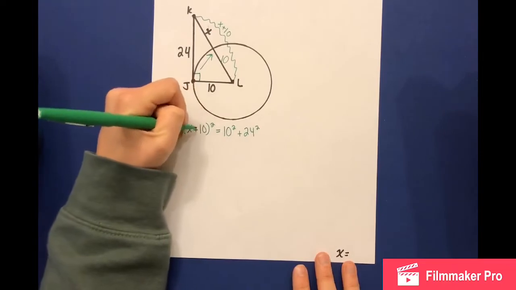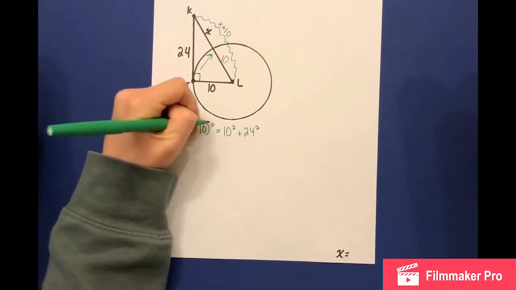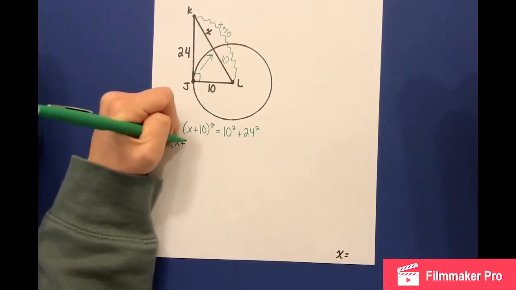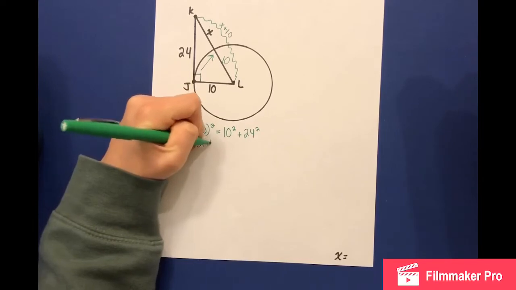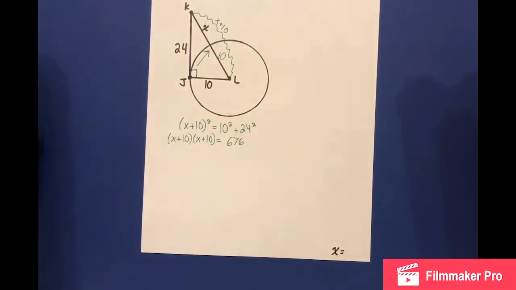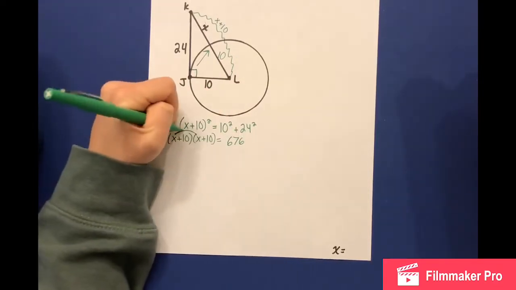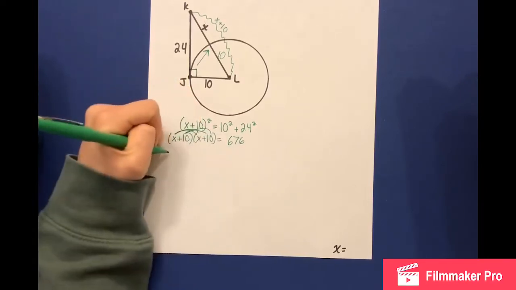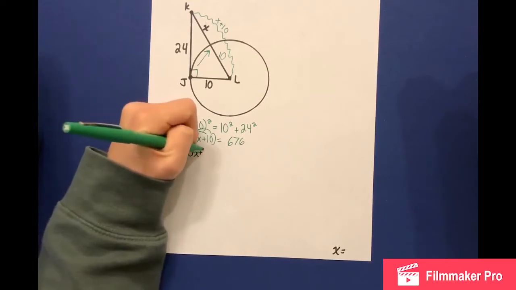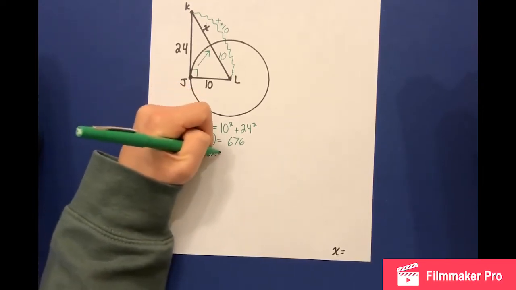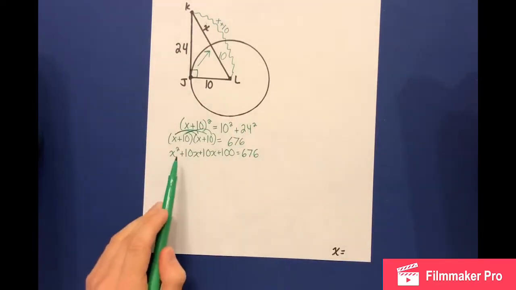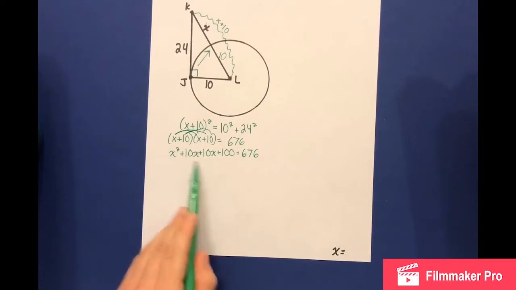Over here, because there's addition in here, I can't just put the squared with both. So I need to write this out twice. So I get x plus 10 times x plus 10 equals, we know this from the other problem, 676. So I'm going to distribute by foiling. I get x squared plus 10x plus 10x plus 100 equals 676. My x squared isn't going to cancel out, nor is my x's.